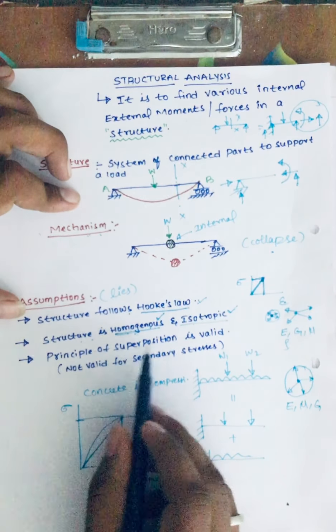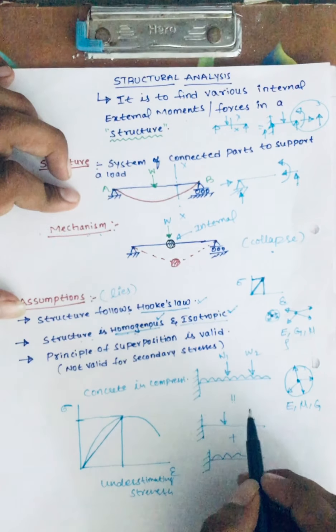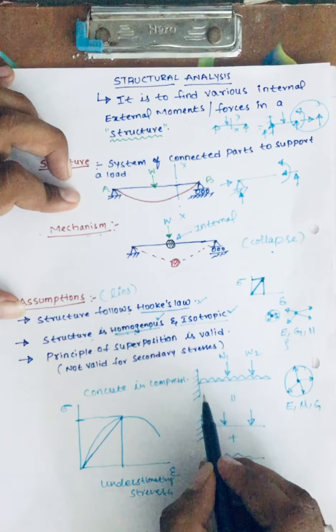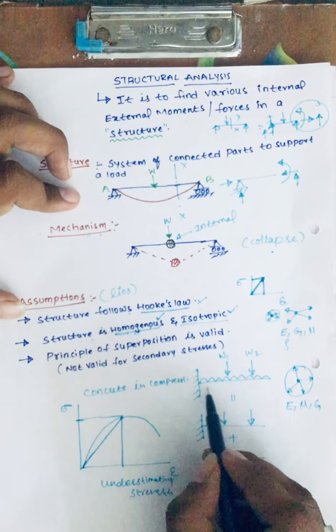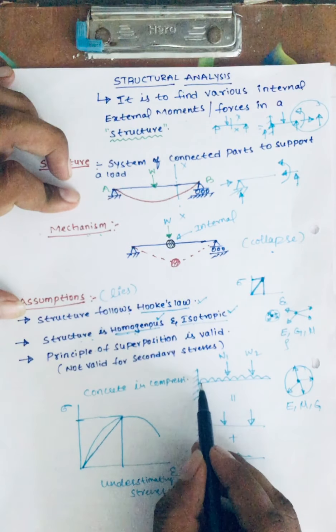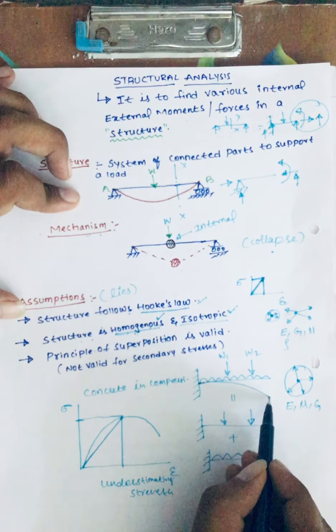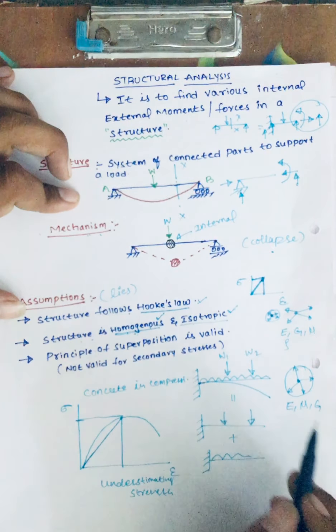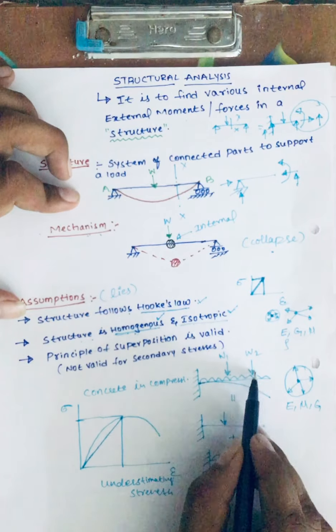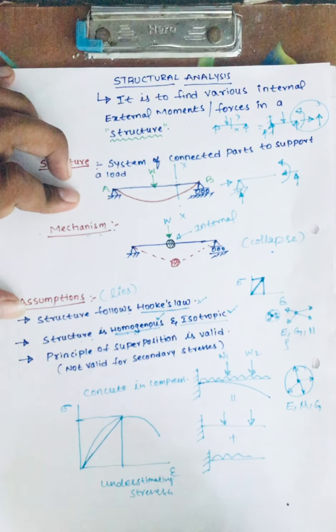The second one is the principle of superposition is valid. Principle of superposition is valid means if you take this fixed beam and it is having a UDL along with 2 point loads, this may be a deflection diagram. Solving this problem with 2 point loads and a UDL is very much difficult.